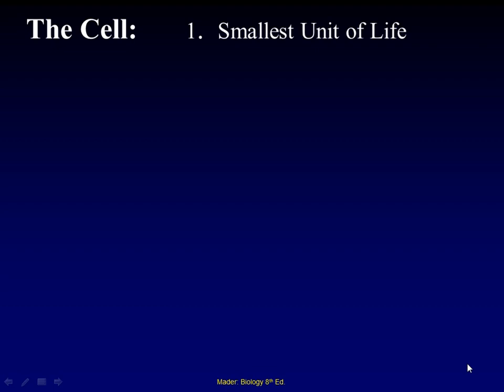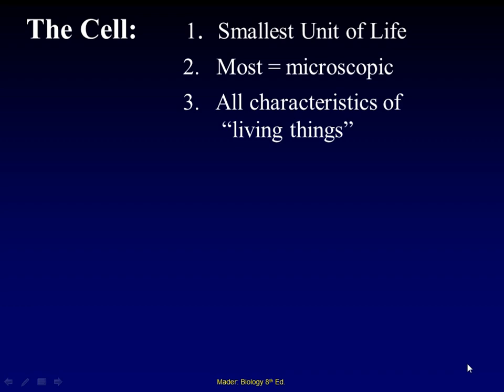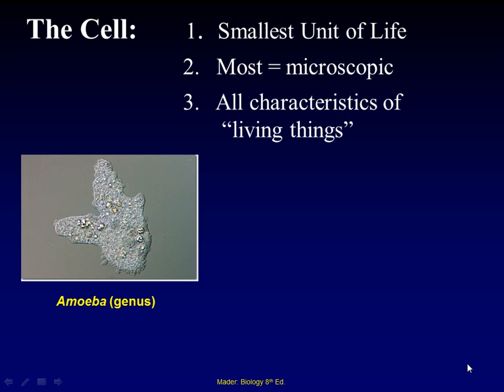Most of you know that most cells are microscopic. There are actually some cells that are not microscopic. Anybody give me an example of a cell that's not microscopic? A frog egg. Ever been out in a pond, seen that gooey mass of gelatinous frog eggs in the pond? Those are actually cells. Okay? So cells, the smallest unit of life, and most of them are microscopic.